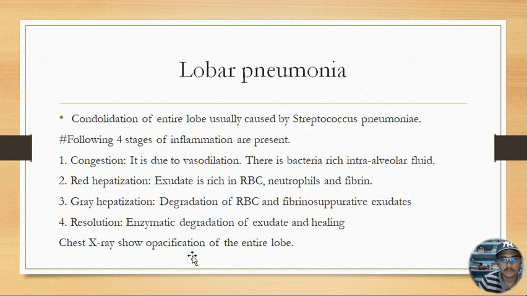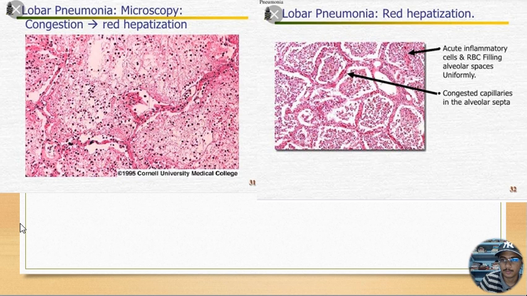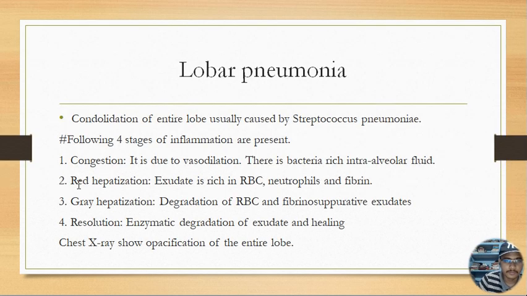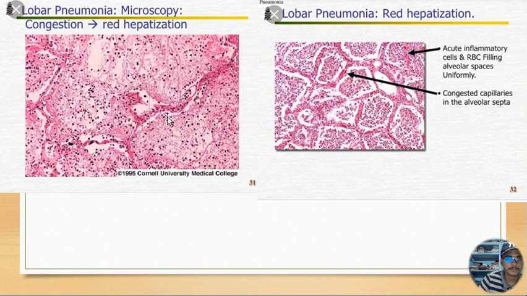The chest X-ray of lobar pneumonia shows opacification of the entire lobe. Because the entire lobe is affected, in the chest X-ray the entire lobe of the lung will show opacification. So here are some macroscopic images. As you can see, this is the congestion turning into red hepatization, and there is an exudate-filled lung. You can see that due to vasodilation, there is bacteria-rich intraalveolar fluid. And in lobar pneumonia red hepatization, you can see that acute inflammatory cells like neutrophils and RBCs are filling the alveolar spaces. And over here, you can see the congested capillaries in the alveolar septa.